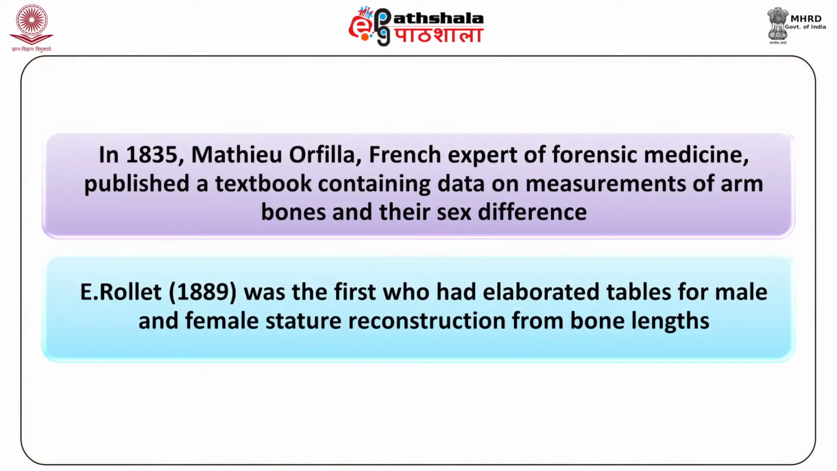The history of forensic anthropology extends back to the 19th century when anatomists and physical anthropologists were occasionally asked to provide their assistance in human identification. In 1835, Mathieu Orfila, a French expert of forensic medicine, published a textbook containing data on measurements of arm bones and their sex differences. E. Rollet was the first who elaborated tables for male and female stature reconstruction from bone length.